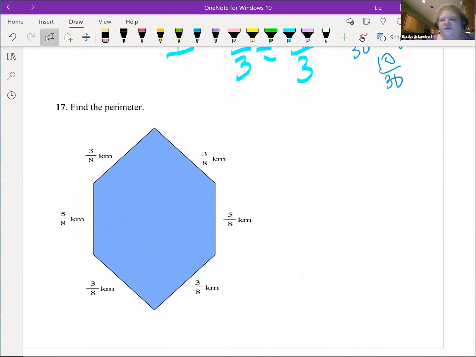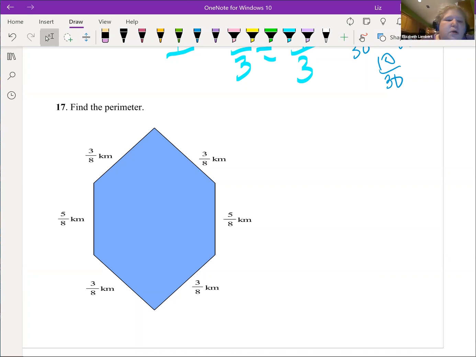And then the last one, find the perimeter. Meter is a distance, a length. And all of my sides here are lengths. So this is add all the lengths. I should get an answer in kilometers, not kilometers squared. Areas are in square units. Volumes are in cubic units. Perimeter is a distance. So we're just going to add those all up, and they're all in eighths.